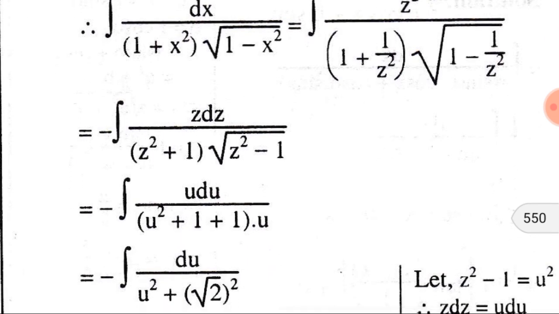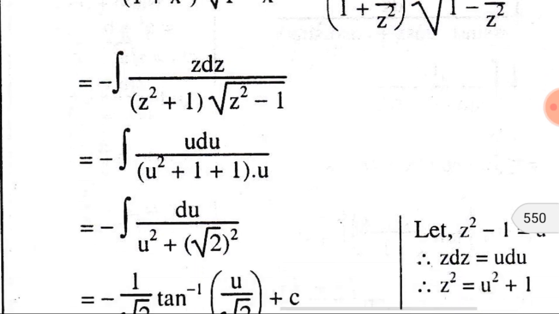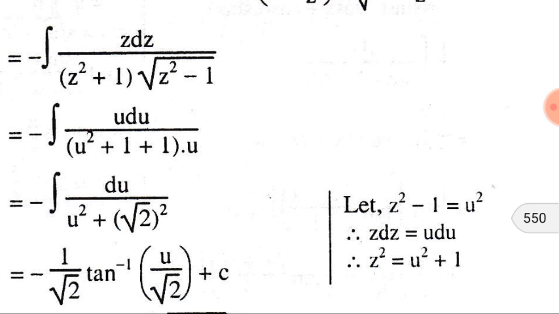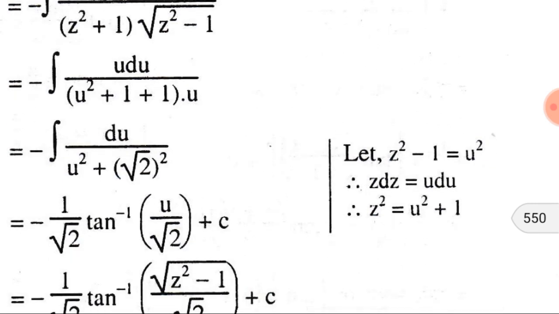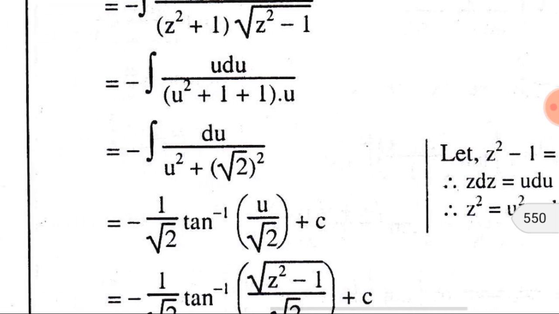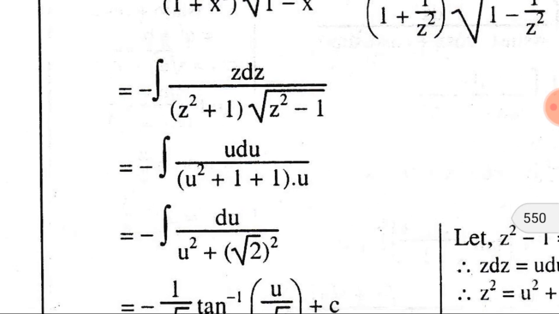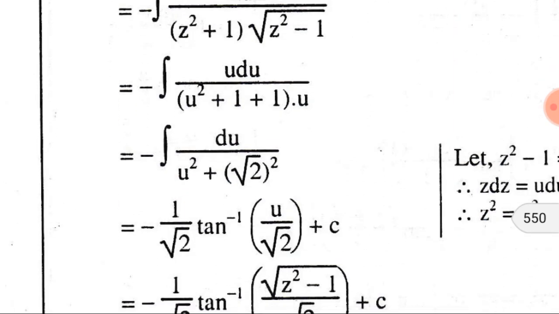Then after calculation you get minus integration z dz whole divided by z square plus 1 square root of z square minus 1. Here we consider z square minus 1 is equal to u square, then we find z dz is equal to u du, and z square is equal to u square plus 1. Substituting those in this function we get u du whole divided by u square plus 1 plus 1 into u. Here minus integration du over u square plus root 2 whole square. Then it is similar to the standard integral dx whole divided by a square plus x square, which can be written as 1 by a tan inverse x by a, that means 1 by root 2 tan inverse u by root 2 plus c.